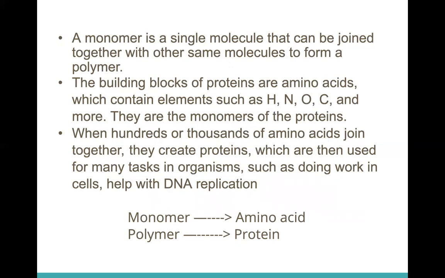The building blocks of proteins are amino acids, which contain elements such as H, N, O, C, and more. They are the monomers of proteins. When hundreds or thousands of amino acids join together, they create proteins, which are then used for many tasks in organisms, such as doing work in cells, helping with DNA replication, and so on. So we can say that the monomer is an amino acid itself and the polymer is a protein.